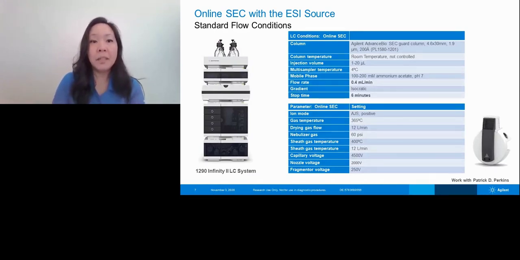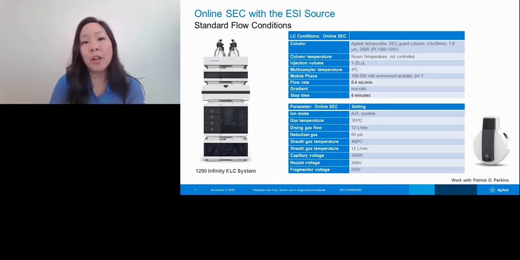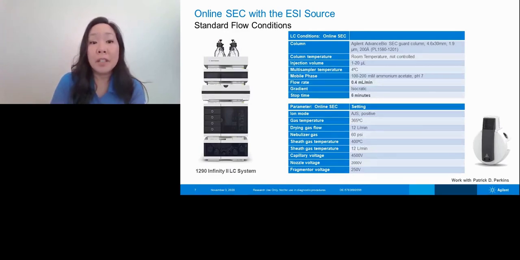platforms. And so here we utilize the Agilent Advanced Bio SEC cartridge guard column, and we basically leave it at room temperature, and our injection volumes vary. We have a 20 microliter loop on our 1290 Infinity 2 system. So we can inject upwards of 20 microliters, depending on the concentration of your sample.